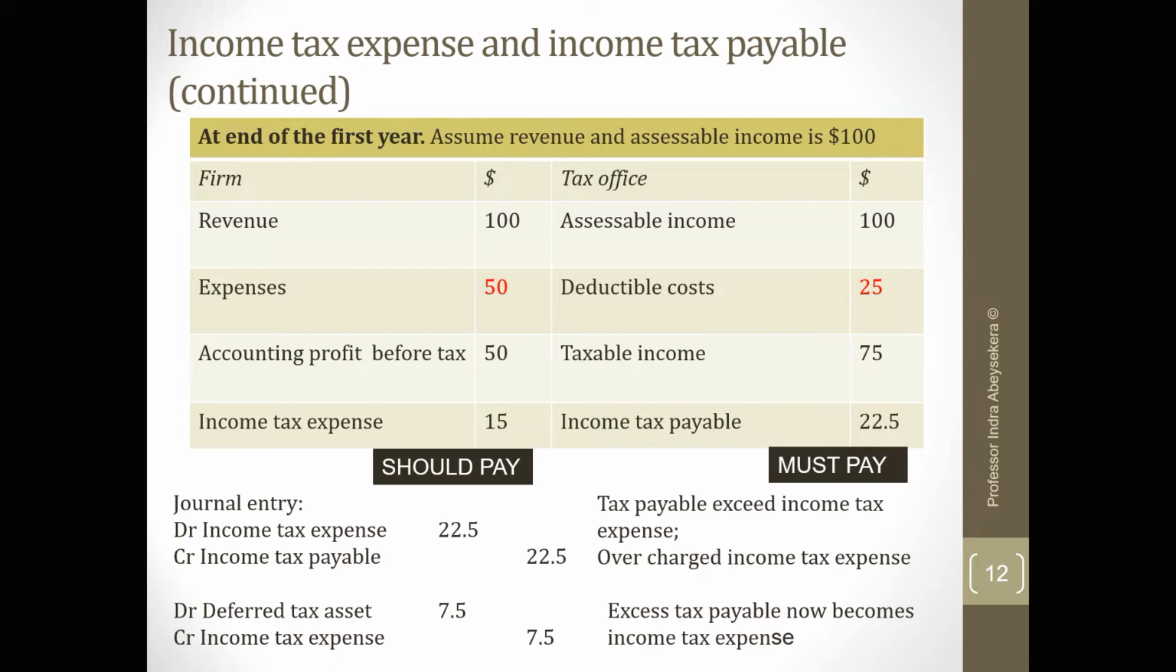So what we are saying here from the accounting records is that we recorded what must be paid, but what should be paid is much less. And because we are paying more, we're going to record that amount of income tax expense as 15. So we credit 7.5 for that, and that additional payment of 7.5 becomes an asset in the future. So we debit deferred tax asset.